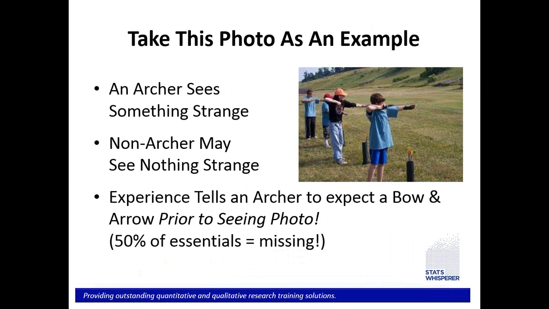So based on your experience, and more importantly, based on what you know should be there, this looks ridiculous, but if you don't know what should be there before you look at it, it might look fine. So experience tells the archer to expect a bow and arrow prior to seeing this photo. So the archer knows 50% of the essentials of the bow and arrow is missing in this photo, but a non-archer might not realize anything is missing.